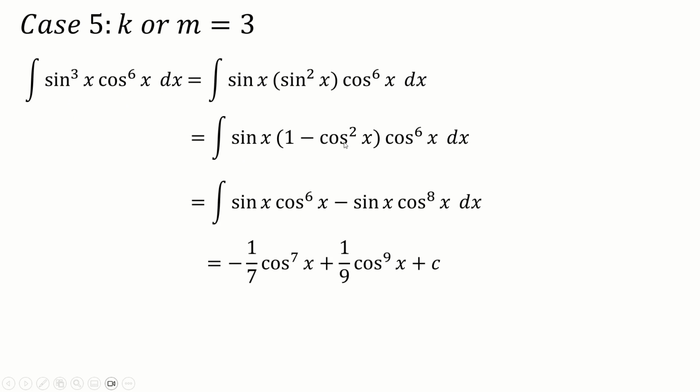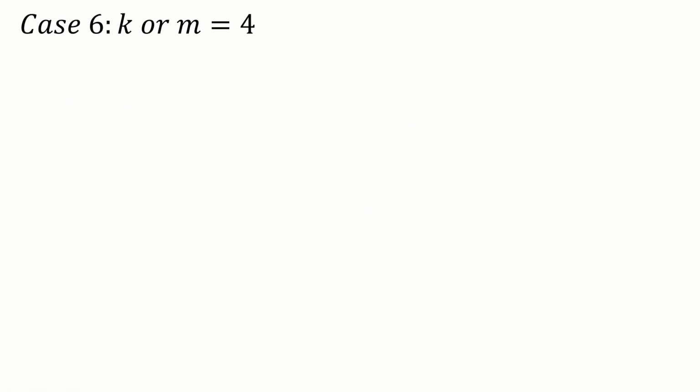You just write cos into 1 minus sine squared into some more sines. You get just a single cos here. It would all be fine. It would be great. So that case was super easy to smash out. What about if we go even further? What about if k or m was 4?